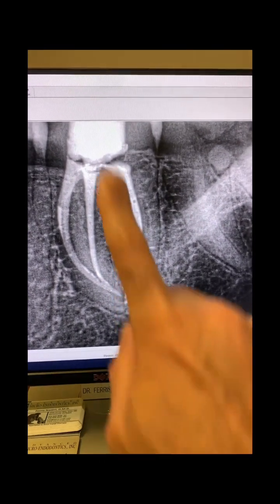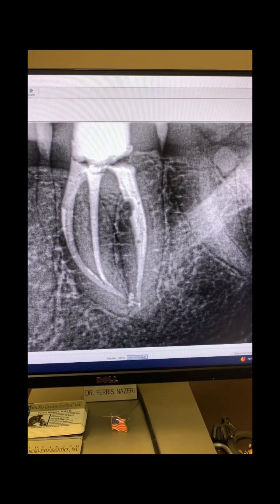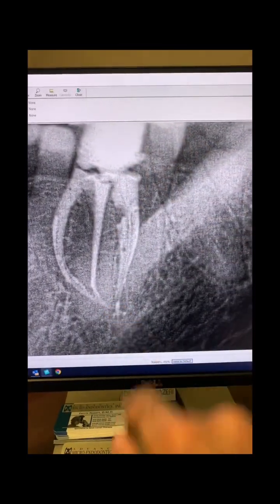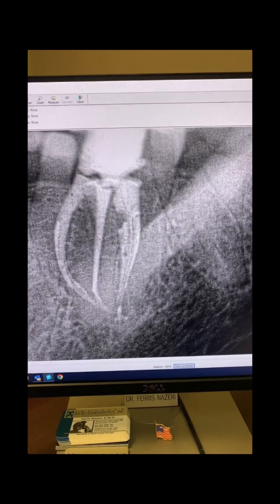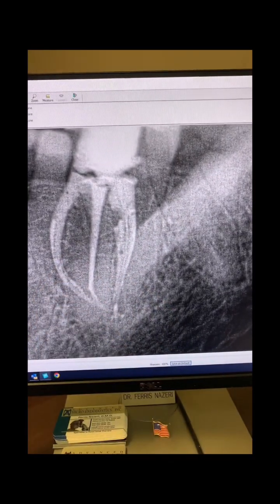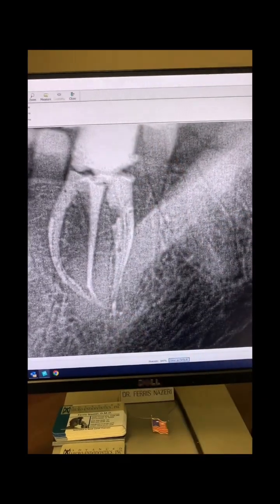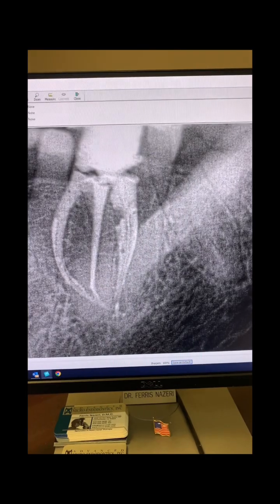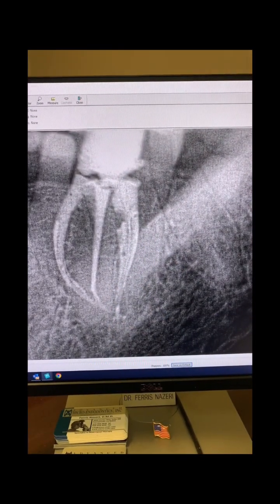Be really careful instrumenting these canals with these sudden curvatures, and of course the length. For the distal canals, I had to use the 31 millimeter files. And for the mesials, of course, we used 25 millimeter files, but for the distal, all 31 millimeter files, because as I said, the working length in the distal was 26 millimeters.